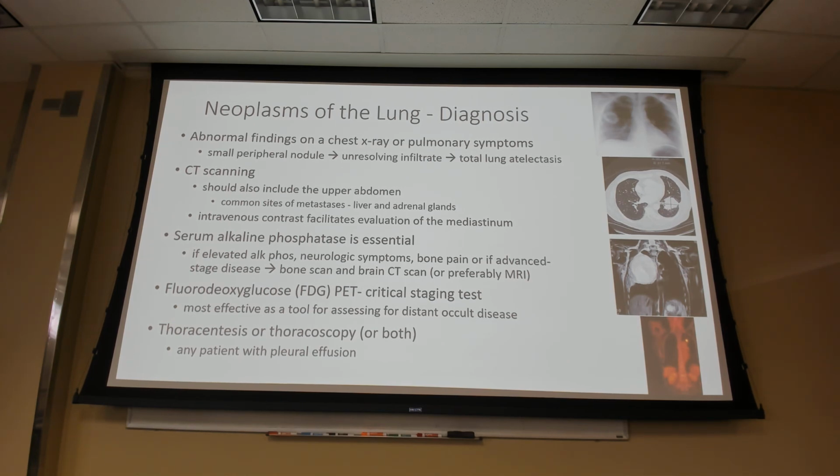Serum alk phos is an important test as well. So this can be a sign of metastases, and that can help guide us to whether we need a bone scan or an MRI in these patients. And then we have our PET scanning, which is a critical staging test, and this just looks for any sort of metastases throughout the body or any sort of distant occult disease that may have spread from the lung cancer. And then we can do a thoracentesis or a thoracoscopy for both.